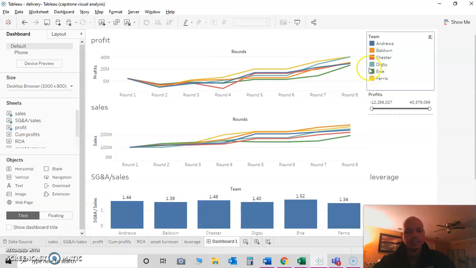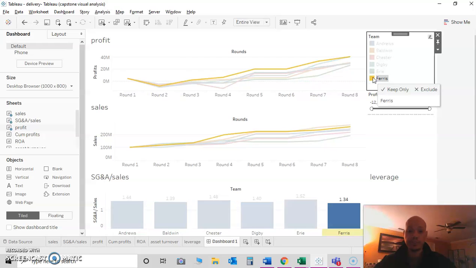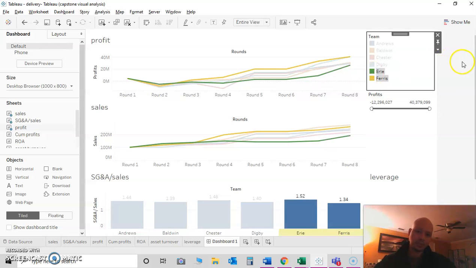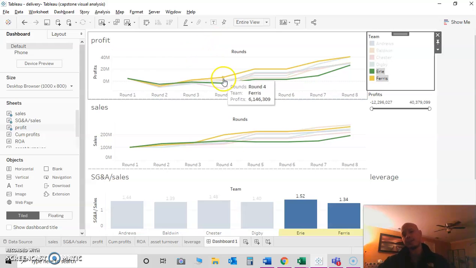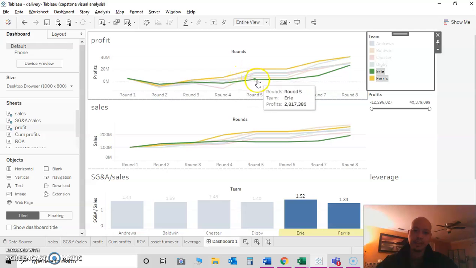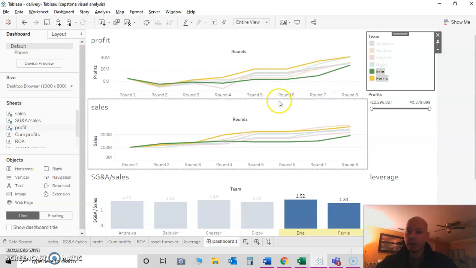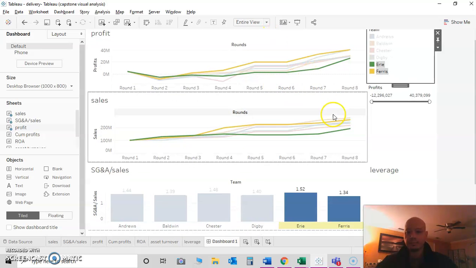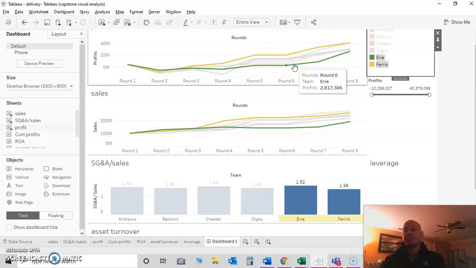So the way I decided to do this one is I'm going to compare the most successful company, which in this case was Ferris, with the least successful, which was Erie. So by looking at these visuals, we can start getting a picture of what was going on here. So in terms of profits, you can start seeing from round 3 and 4 a big deviation, and it only gets a bit wider through time, except for the end a little bit in terms of profits. Now, down here, we can start seeing a bit of the reasonings of why this was the case.